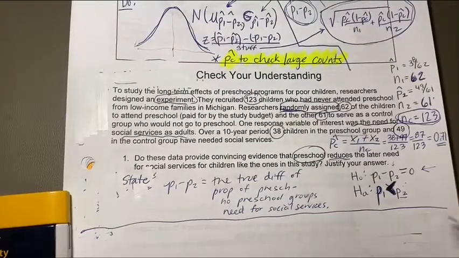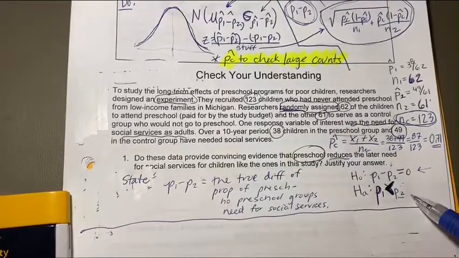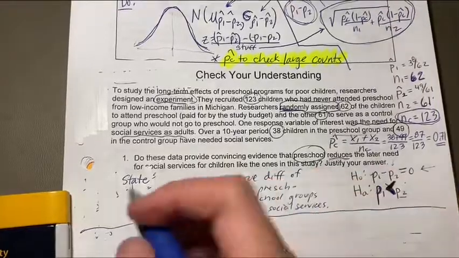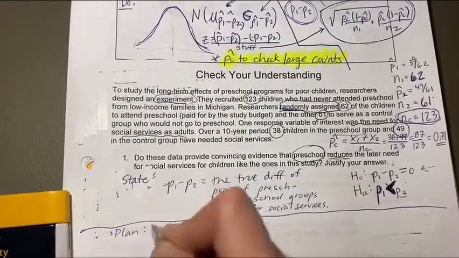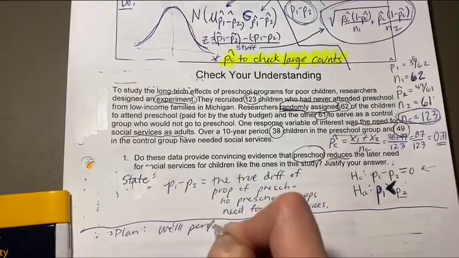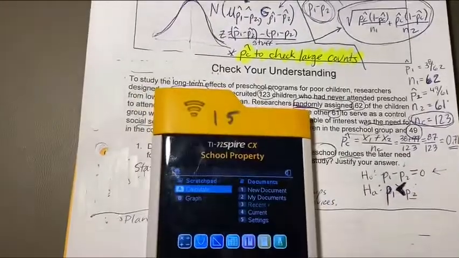Okay? And we have a sneaky suspicion the second group needs more social services because they didn't go to preschool, but we don't know that. So let's do our plan. We will perform A, and so let's look at this.